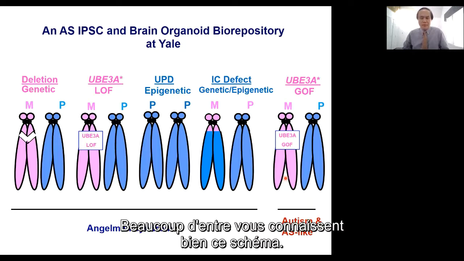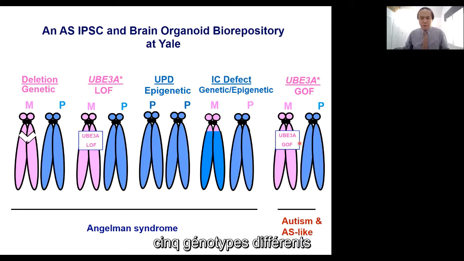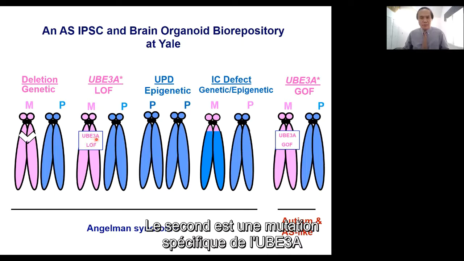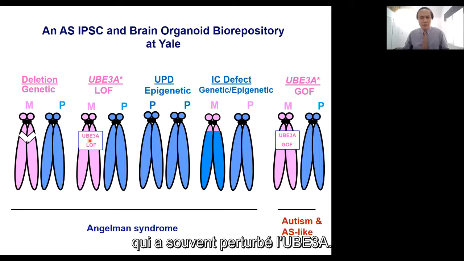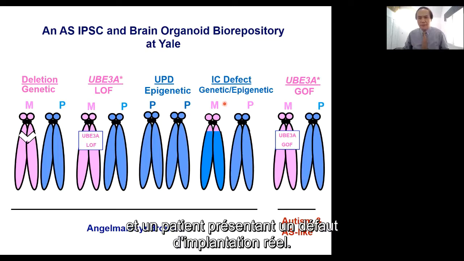So many of you are very familiar with this diagram, and as I mentioned earlier, we're going to create brain organoids and iPSC cells from 5 different genotypes, basically different etiologies. The first is a larger deletion patient from the mother's chromosome. Second is a mutation specifically in the UBE3A, which often disrupts UBE3A. Then we also collect the UPD patient and some rare imprinting defect patients.